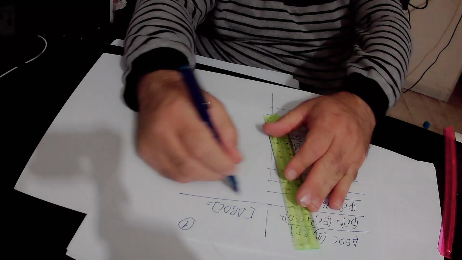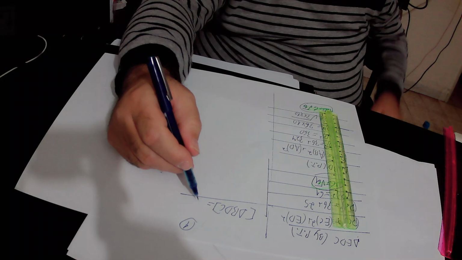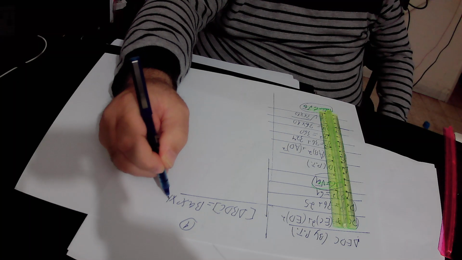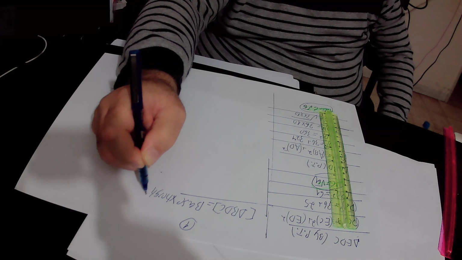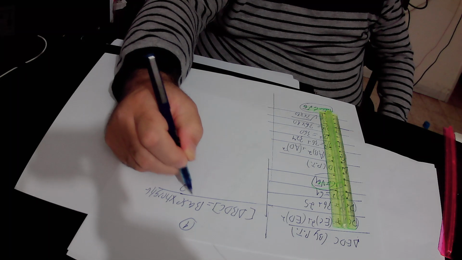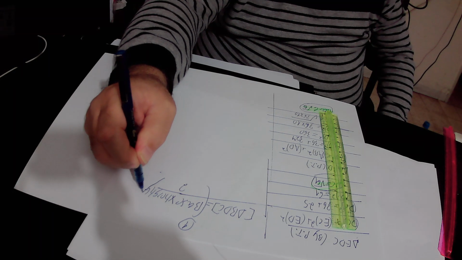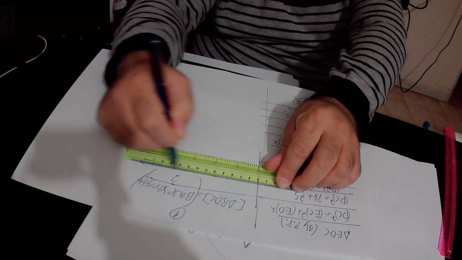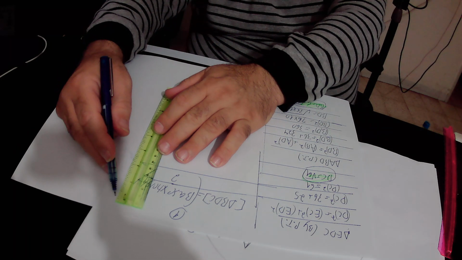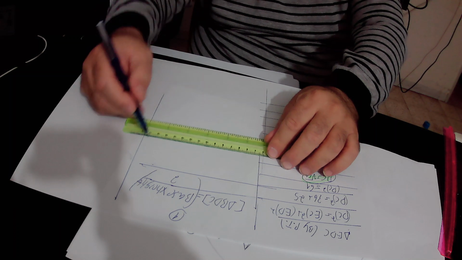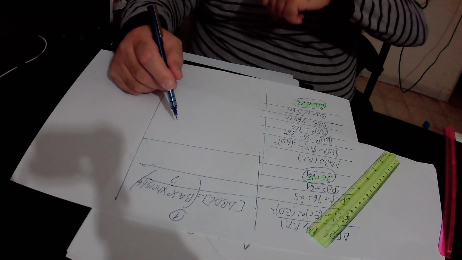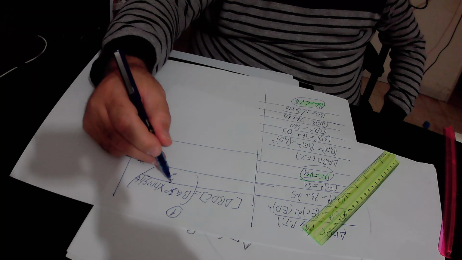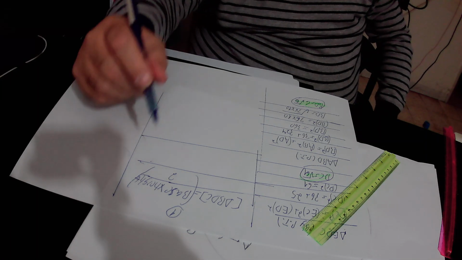It will be equal to the base of the triangle times the height to the base over 2. Here I must emphasize that the height to the base must create 90 degrees with the base.